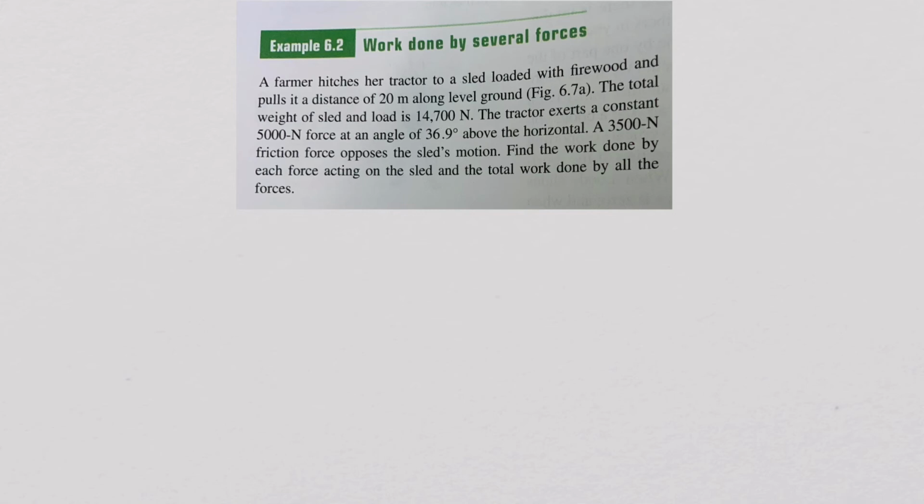Now let's do an example problem about work done by several forces. A farmer hitches her tractor to a sled loaded with firewood and pulls it a distance of 20 meters along level ground. The total weight of sled and load is 14,700 newtons. The tractor exerts a constant 5,000 newton force at an angle of 36.9 degrees above the horizontal. A 3,500 newton friction force opposes the sled's motion. Find the work done by each force acting on the sled and the total work done by all forces.